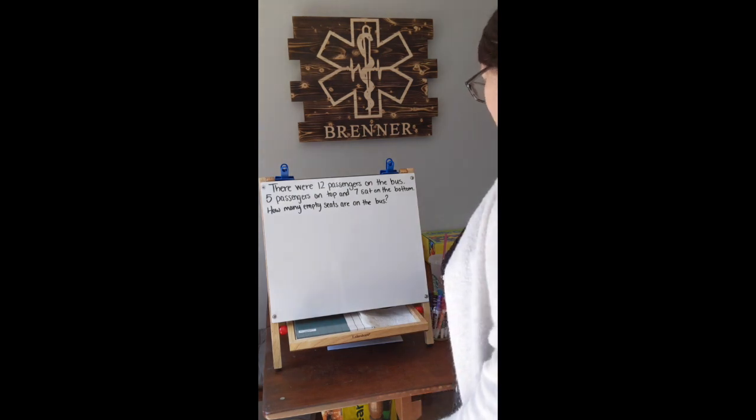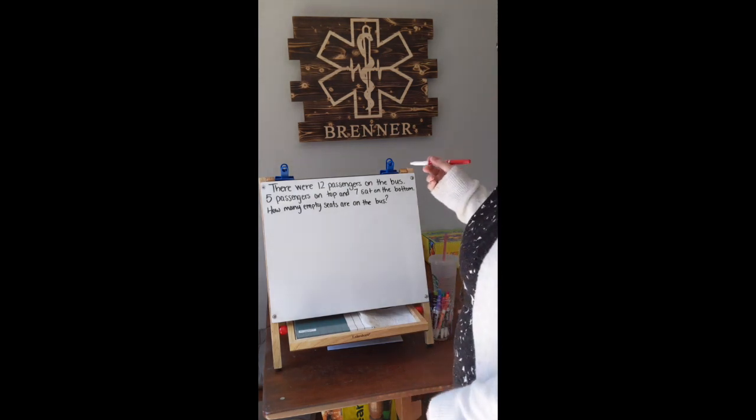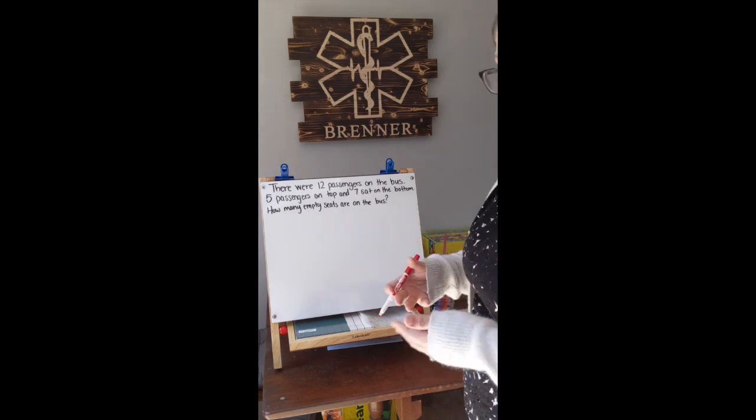So there were 12 passengers on the bus. 5 passengers were on the top and 7 sat on the bottom. How many empty seats are on the bus?